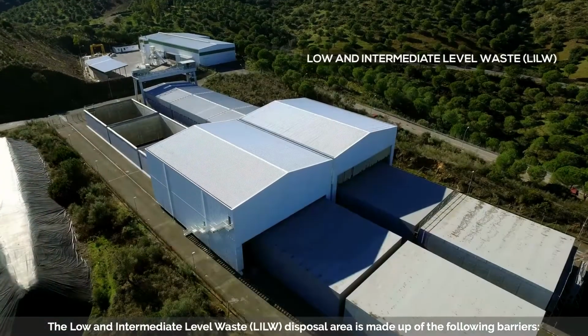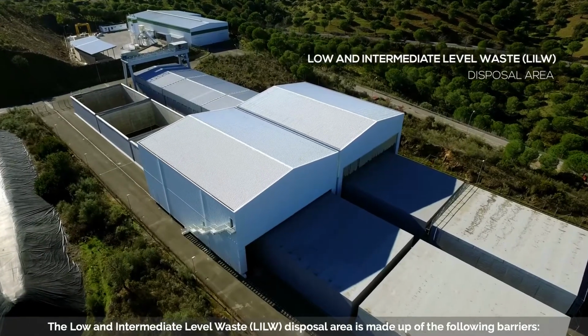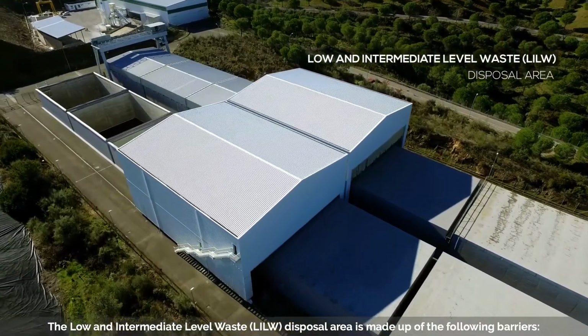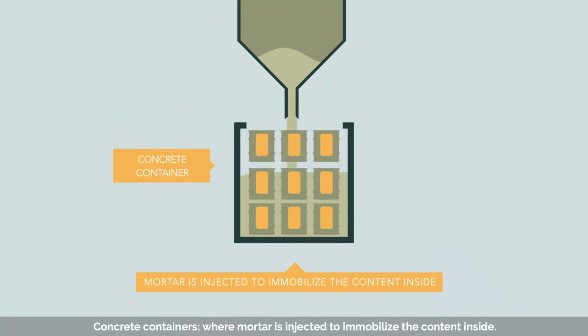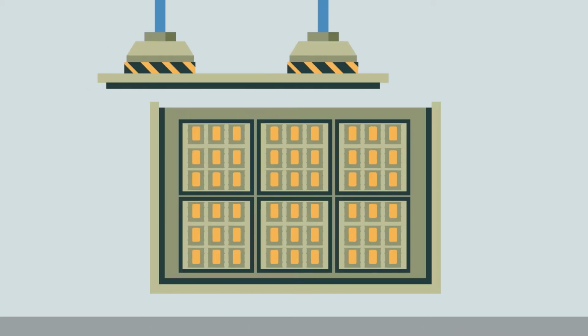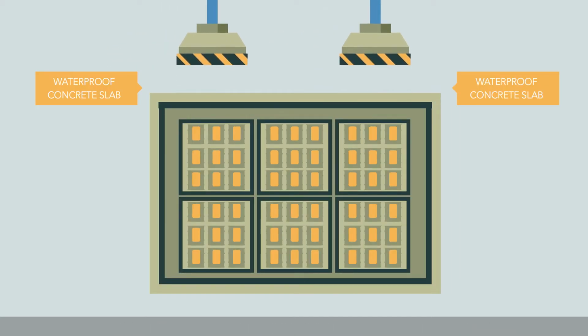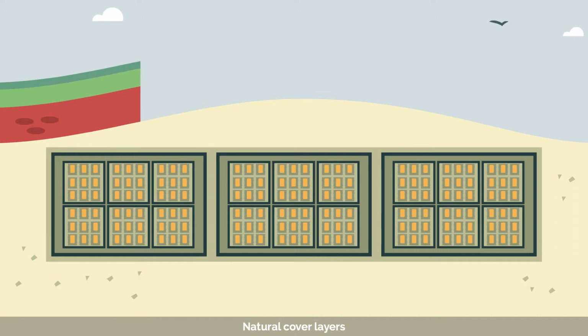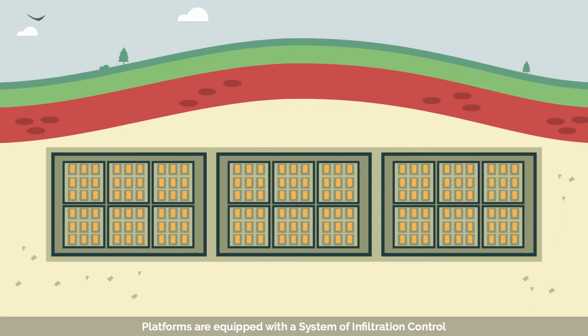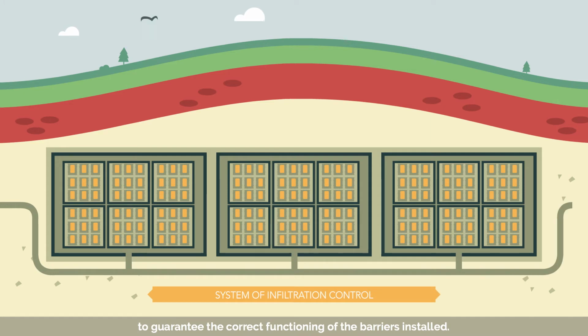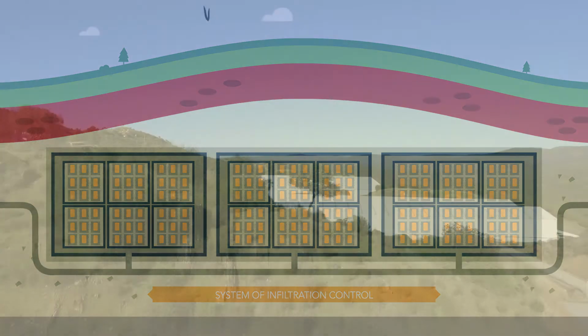The low and intermediate level waste disposal area is made up of the following barriers. Waste conditioned in drums. Concrete containers where mortar is injected to immobilize the content inside. Disposal vaults. Natural cover layers. The monitoring and control of the site will last for 300 years. Platforms are equipped with a system of infiltration control to guarantee the correct functioning of the barriers installed.